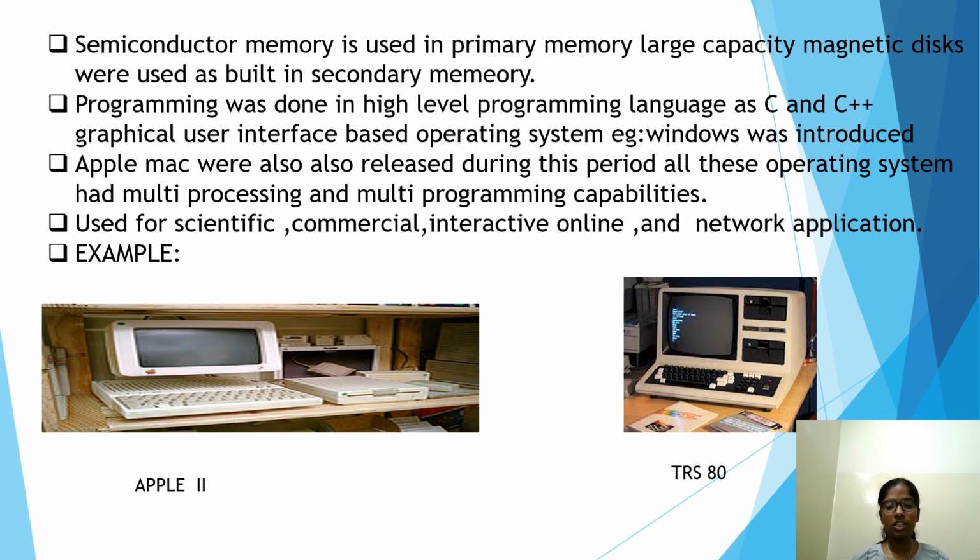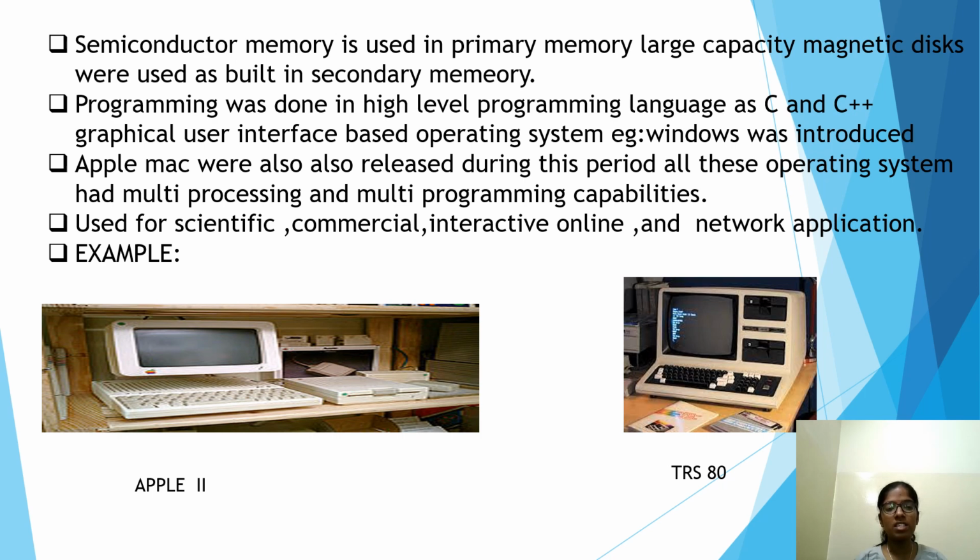In the fourth generation computers, semiconductor memory is used as primary memory and it has a large capacity, and magnetic disk was used to build secondary memory. Coming to programming, it was done in high-level programming languages such as C and C++. The graphical user interface is based on the operating system. For example, Windows was introduced and Apple Mac was also released during this period.